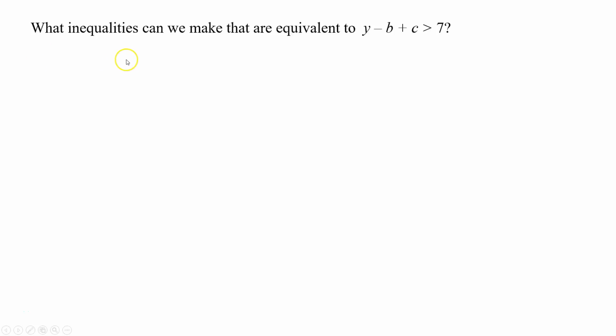All right, we want to find out what inequalities we can make that are equivalent to this inequality, given that b and c are both numbers. They represent numbers. So let's start off with this inequality, and the properties that we know how to use are the subtraction property of inequality and the addition property of inequality. So let's just pick one and start. Let's start with the subtraction property of inequality.